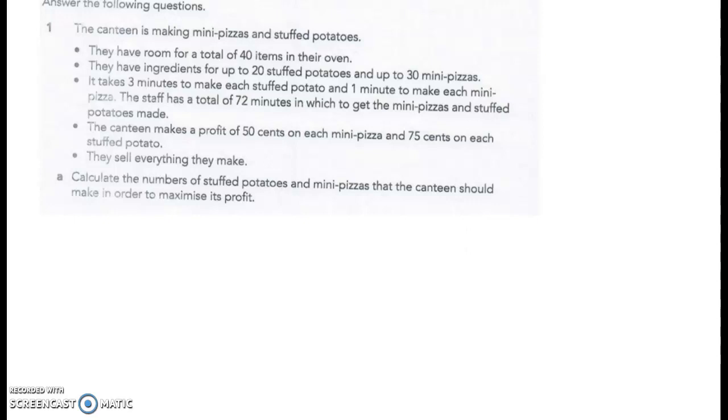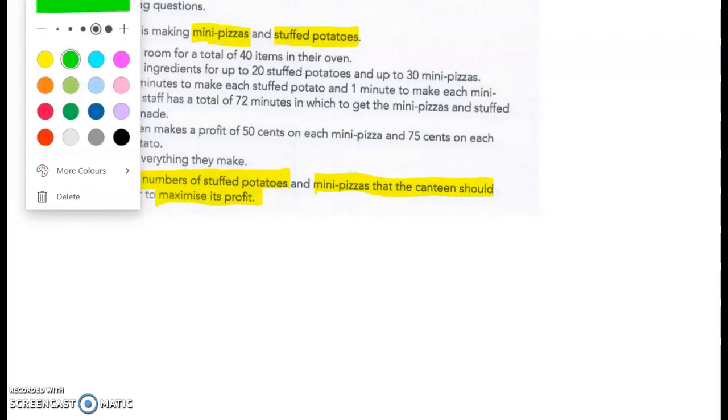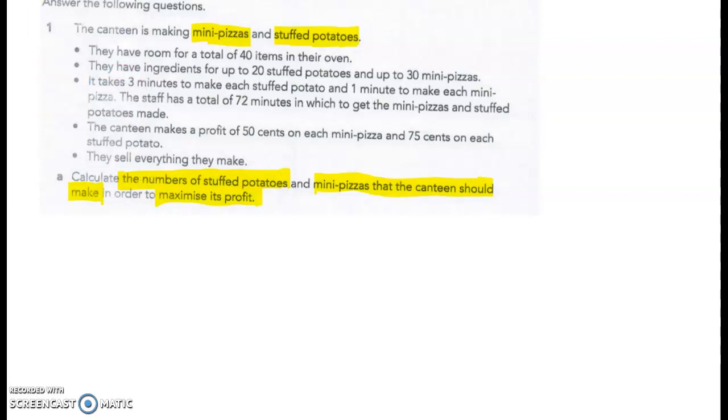We need to find our two variables, and we can see that they're going to be the number of mini pizzas and the number of stuffed potatoes. What we're trying to do here is to maximize profit. So we need to calculate the numbers of stuffed potatoes and mini pizzas that the canteen should make. And our constraints are given to us in here. We've got a constraint on how much stuff they can fit in the oven, how many ingredients they've got for the two foods, and then we've got a constraint about time. We also have to remember that we can't have negative numbers of potatoes or mini pizzas. And the profit function is given to us, well, we can make it from this information here.